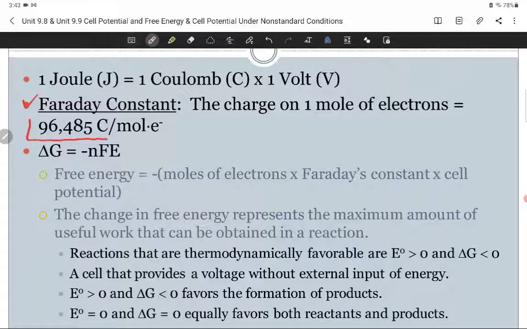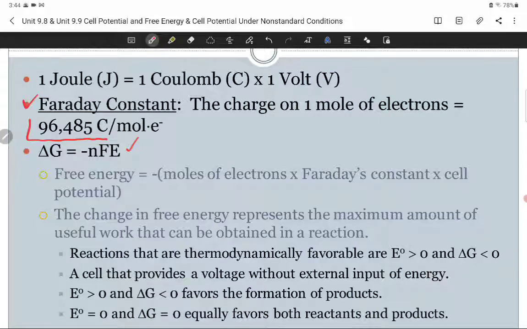And some books have it as 96,500. Your equation sheet for the AP folks is 96,485. There's times where I might go back and forth between 96,500 and 96,485. But if I'm taking the test in May, which I guess I'm not, but if I was, I would be using 96,485 because that's what's provided for me on the test.